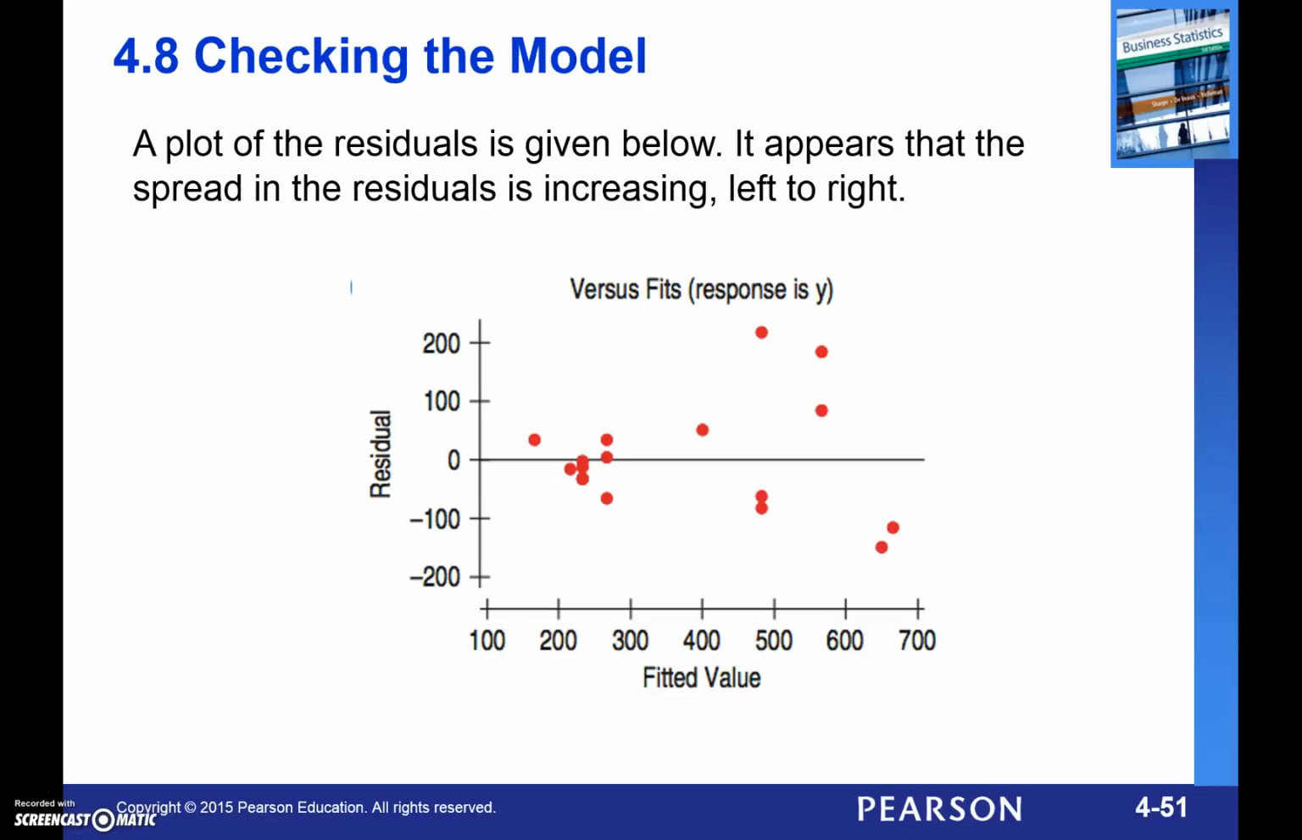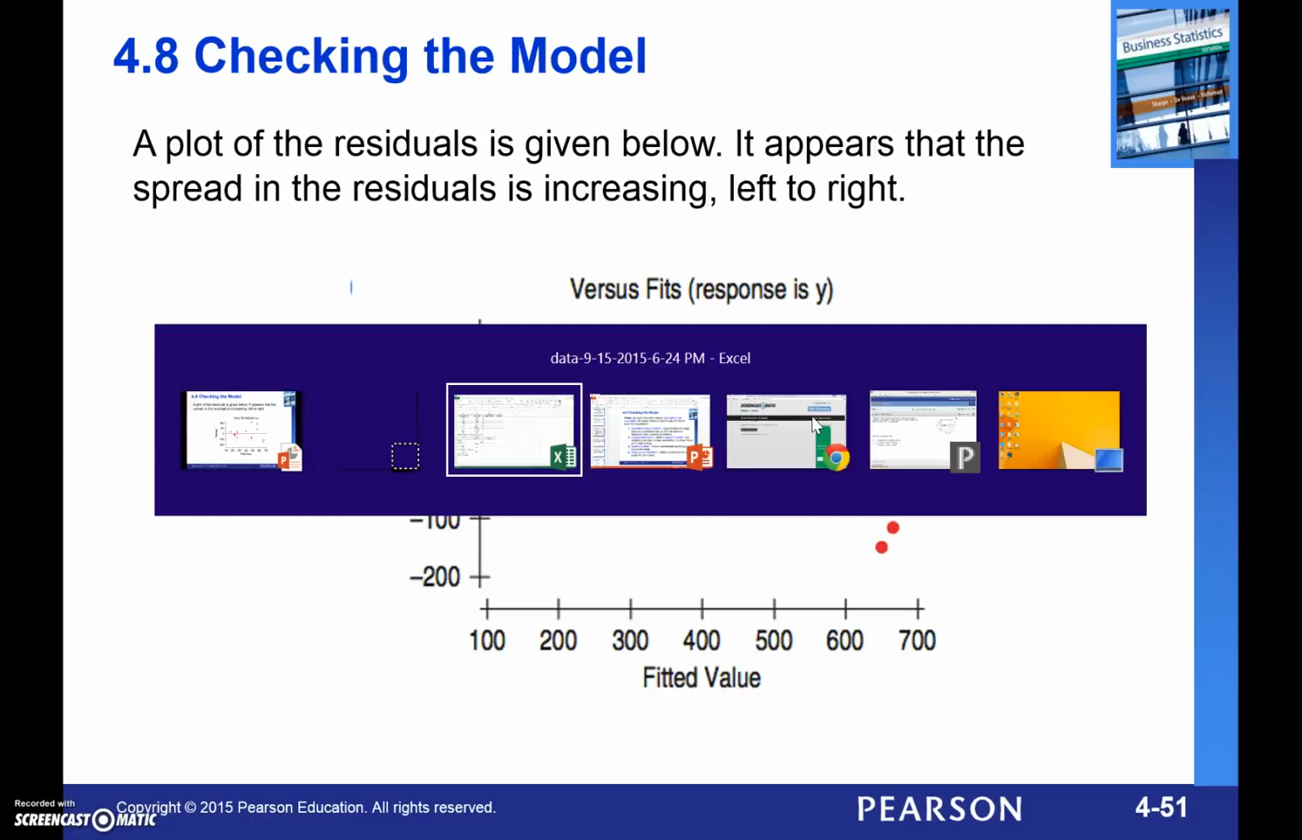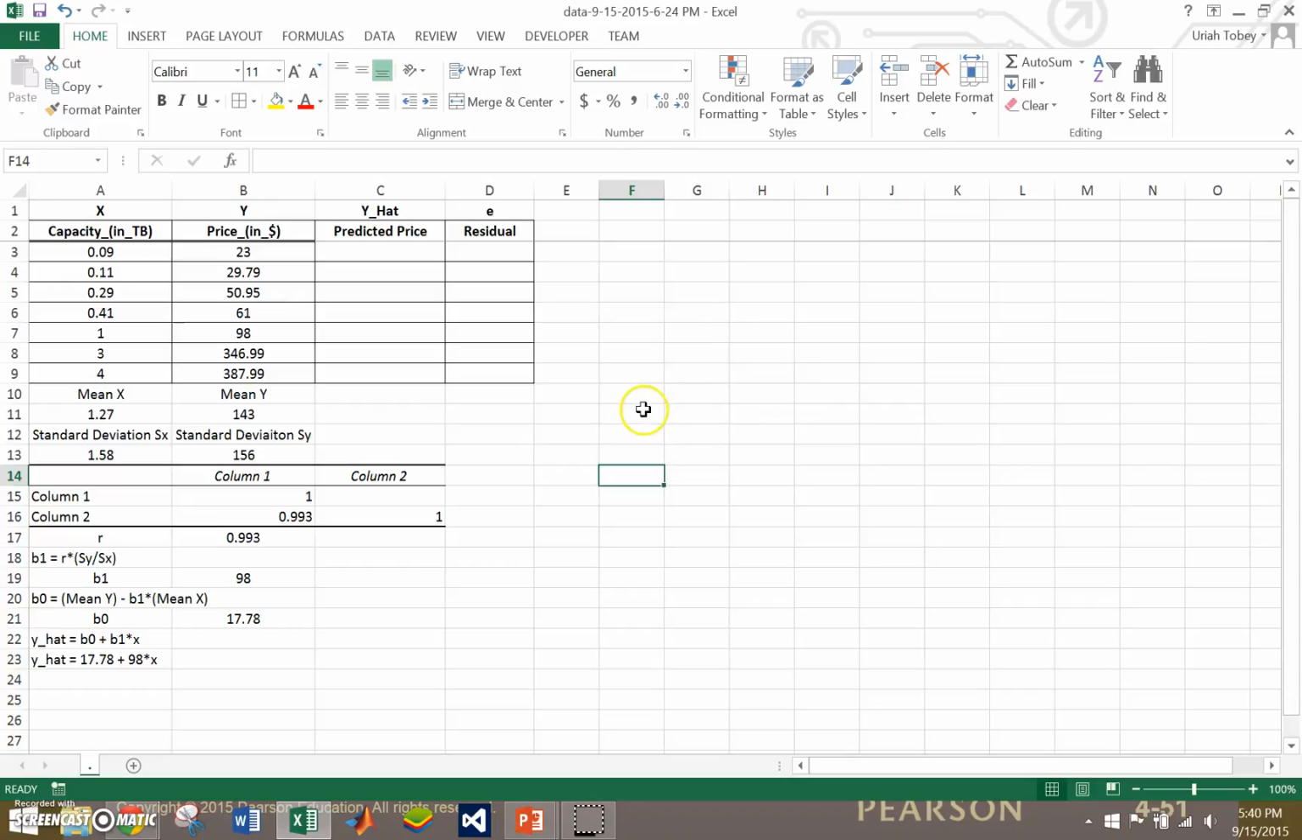Okay, so that's it for the PowerPoint. Let's go to Excel and actually calculate this ourselves. So here we have our example, what we worked in class, capacity of a computer hard drive in terabytes and its corresponding price. And we did this first part in class.